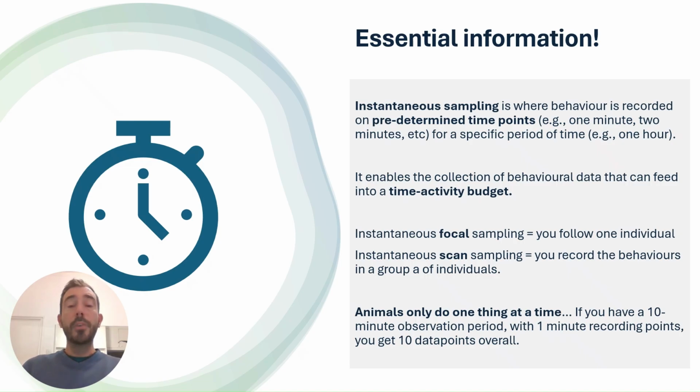So if you're doing an instantaneous focal follow for 10 minutes and you are recording behaviour at 1 minute intervals, by the end of that 10-minute observation period, you will have 10 data points. You don't start recording at time 0, you start recording at the first minute, then the second, then the third, then the fourth, fifth, sixth, seventh, eighth, ninth, 10th, giving you 10 data points, and those behaviours should map what you have already determined you are likely to see based on your background research that goes into your ethogram.